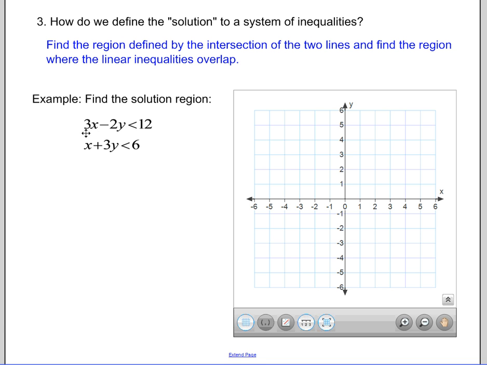So our first line, 3x minus 2y is less than 12. Let's plot that. I'll put that one in blue. So we're going to graph that with 3x minus 2y equals 12.